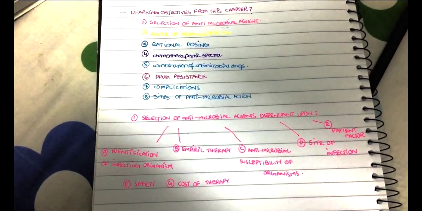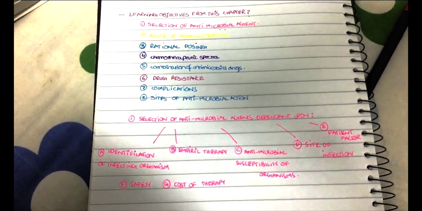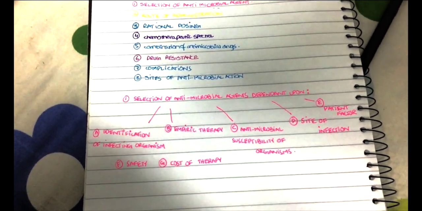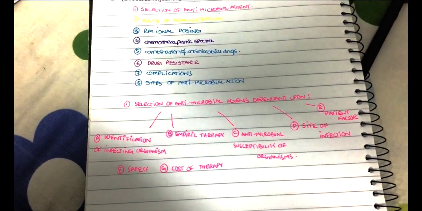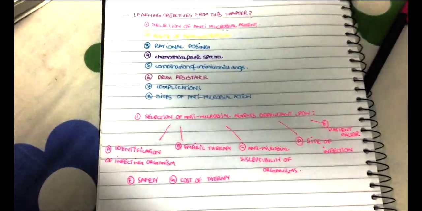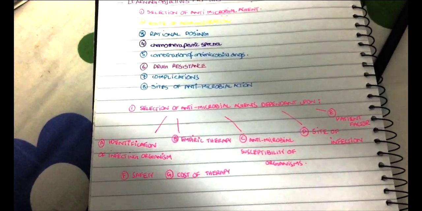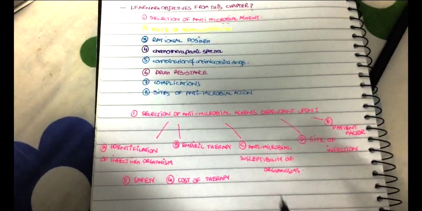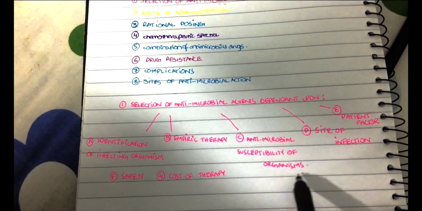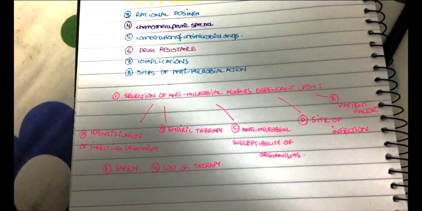I've told you at the start of this video that we'll divide this chapter into 4 days, so we have no hurry to learn this because we want to learn it in a smart and effective way, and we need to memorize things also, and this will take time, so don't be in a rush. And so the third factor is antimicrobial susceptibility of organisms. Like, okay, what is this?